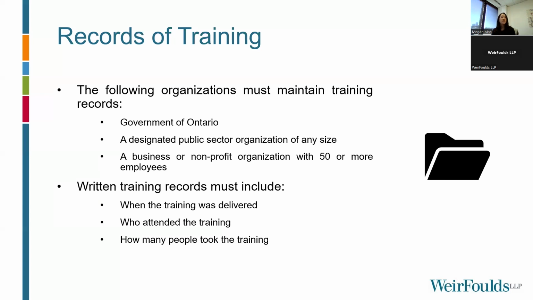And then I also wanted to flag that training records must include when the training was delivered, who attended the training, and how many people took the training session. Sometimes it's usually helpful as well to have a record of those training materials, again, in the event that we're in a situation where we have to respond to a claim, and then we can show that the training was comprehensive, that it was given to a broad group of employees, and that it did cover the topics or issues that are related to the topics or issues raised in that human rights application or in that claim that we've received.